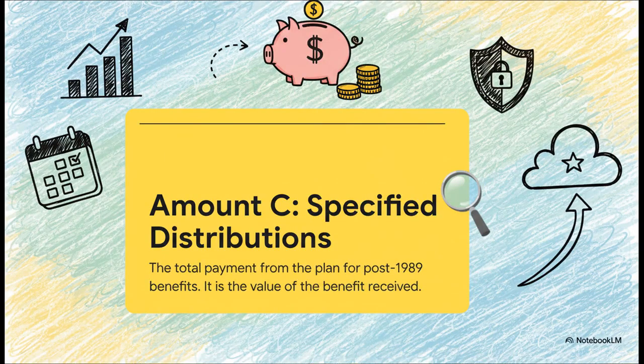Okay, now we get to our first subtraction, amount C. This is probably the most intuitive part of the formula. Amount C is the money you actually got. It's the lump sum payout, the specified distribution you received when you terminated your plan membership. And it makes perfect sense that we subtract this, right? You can't get RRSP room restored for a benefit that you literally have in your hands. So what you got paid out, we take that away from the total.